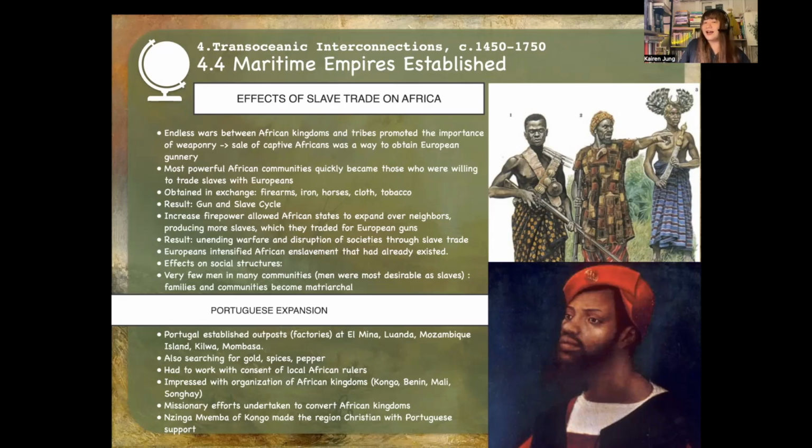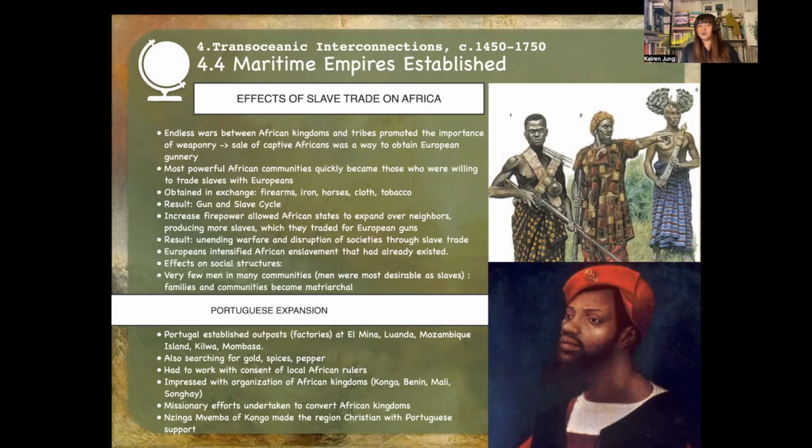As a result, you had something called the gun and slave cycle, where you had guns and slaves exchanged over and over again. You needed guns or else you would become a slave. You needed guns to capture slaves, and the cycle would continue. But the increased firepower allowed African states to expand over their neighbors, producing more slaves, which they would trade for more European guns. As a result, there was unending warfare and disruption of societies through the slave trade.